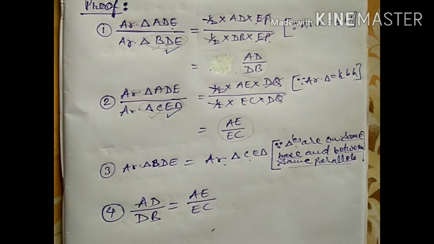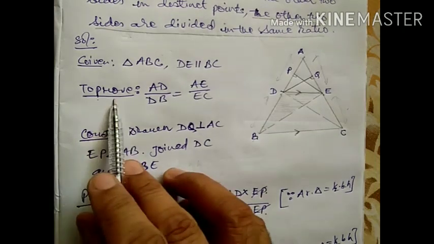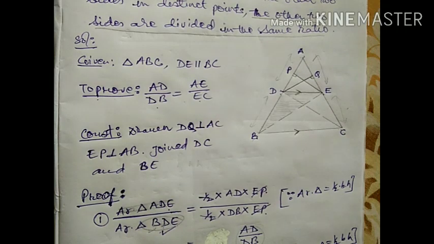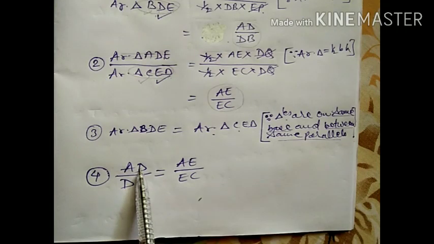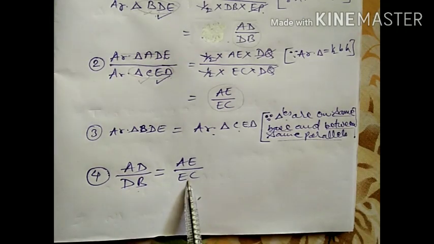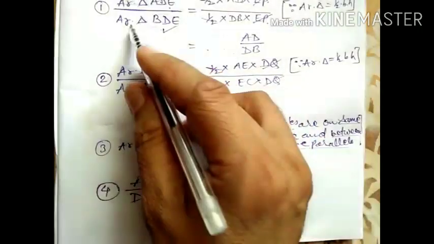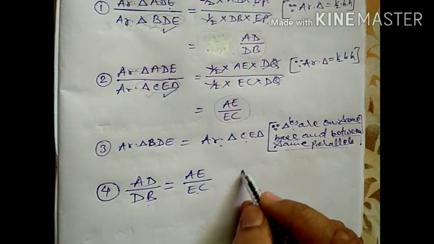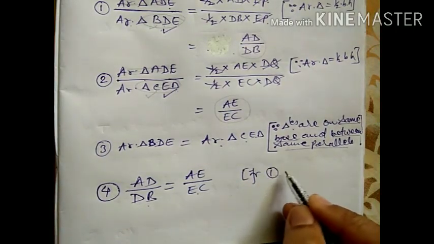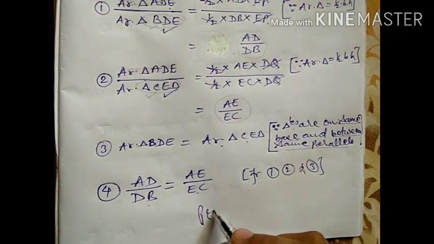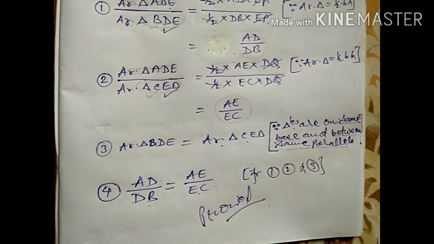You can check it out. It is here to prove AD by DB equal to AE by EC. And we got just now in step number 4, AD by DB equal to AE by EC. So it is proved. And this we come to know from step number 1, 2 and 3. That's what we had to prove. Done.